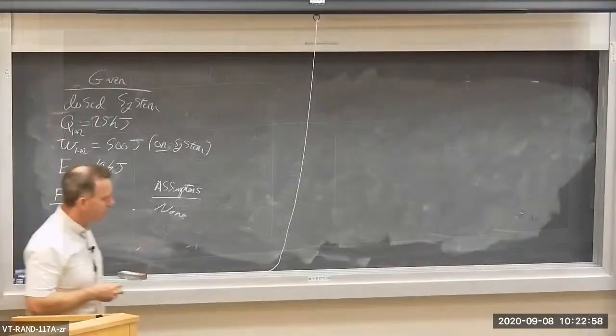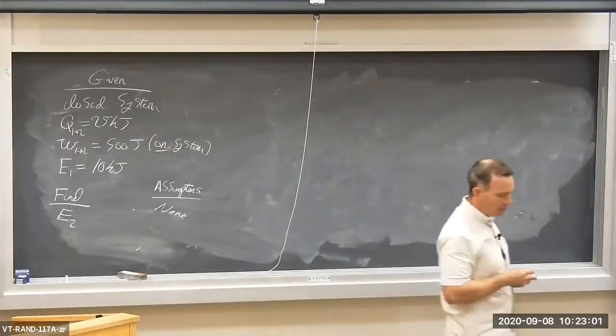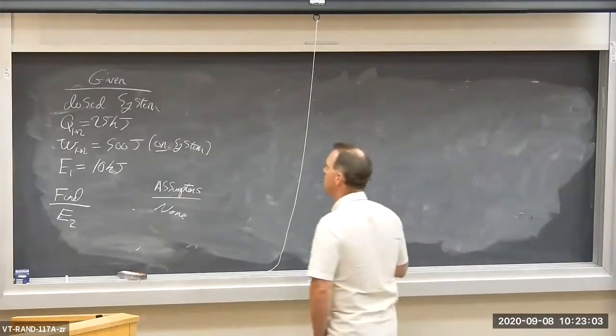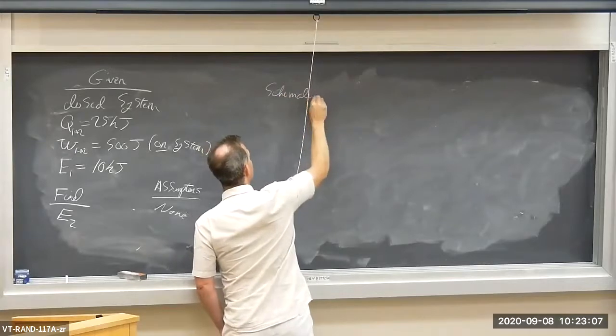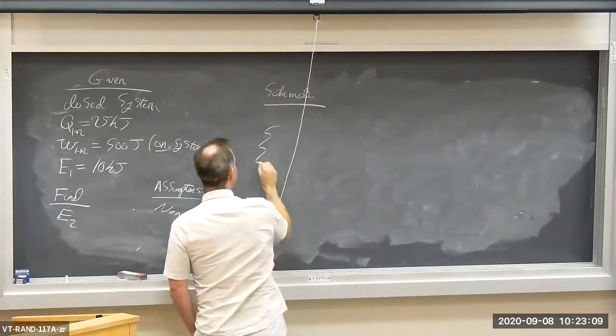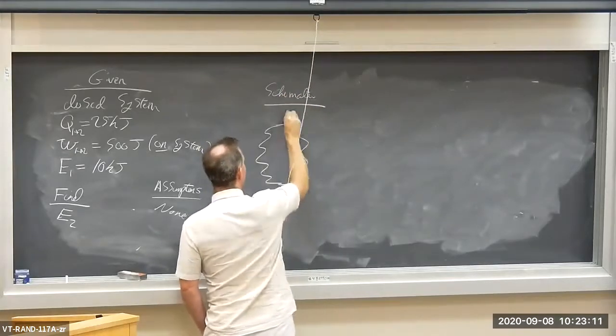Okay, so let's do an example here. Let's say we have a system. So here's our schematic. We have a system. It's a closed system. It starts off at state 1.